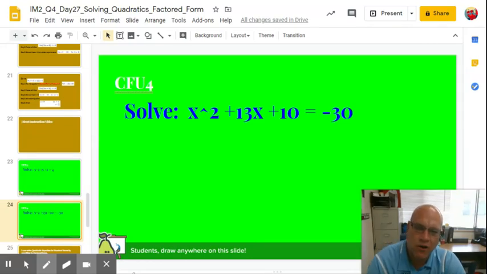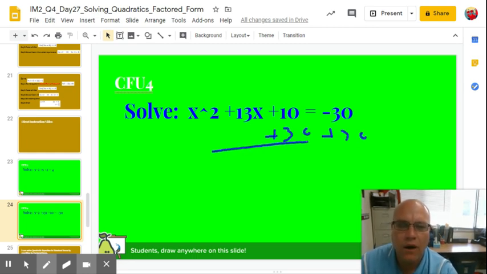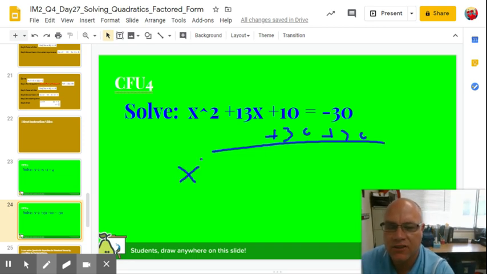All right, we have our quadratic equation. X squared plus 13x plus 10 equals negative 30. Is that in standard form? Nope. So we have to have it equal to 0. So we're going to add 30 to both sides. All right, so then we're going to get x squared plus 13x plus 40 equals 0.